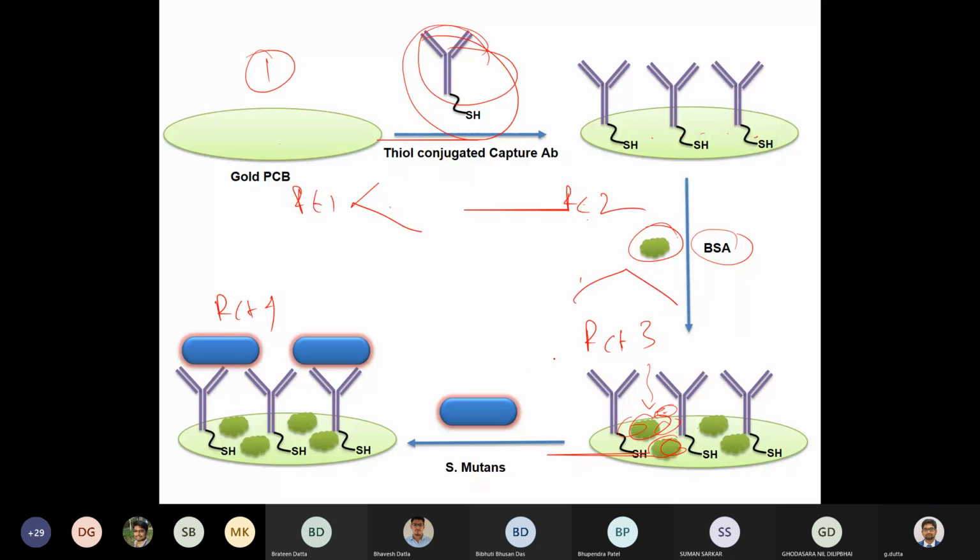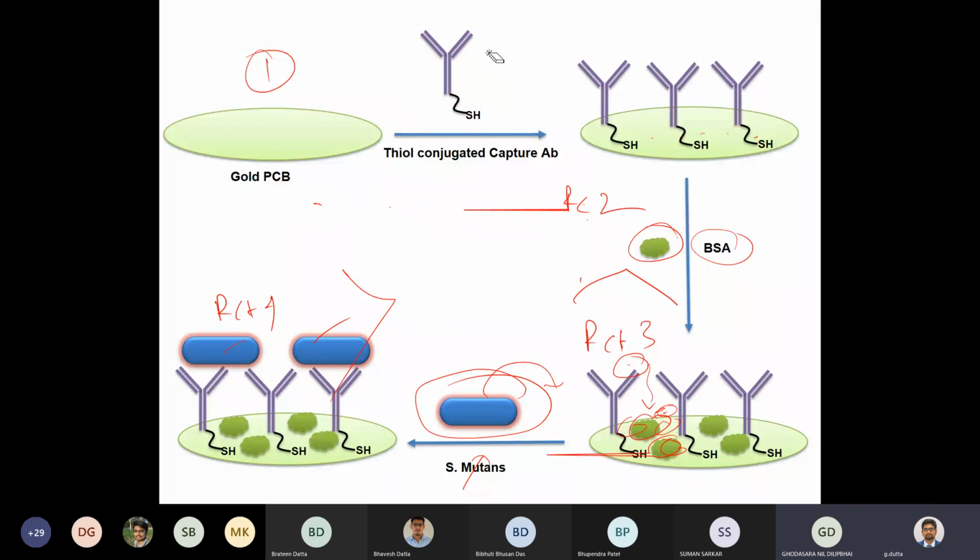Now again you are adding some S. mutans, some bacteria. Bacteria means some other foreign particle you are adding, so they will hinder the electron transfer rate again. So this one will increase again. Clear now? Brotin, is it clear for you? Yes, sir. Is it clear, all of you? Why RCT is increasing? Yes, sir, clear.